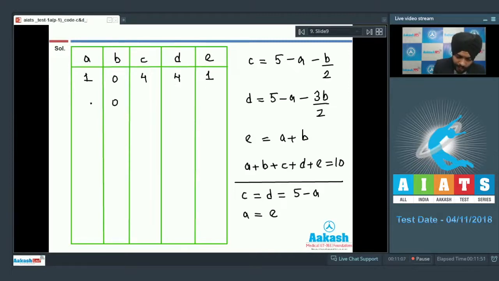Let us take b 0 again. Put a as 2, e as 2. They will be 3, 3. Put b as 0, e and a as 3, 3. They will be 2, 2.